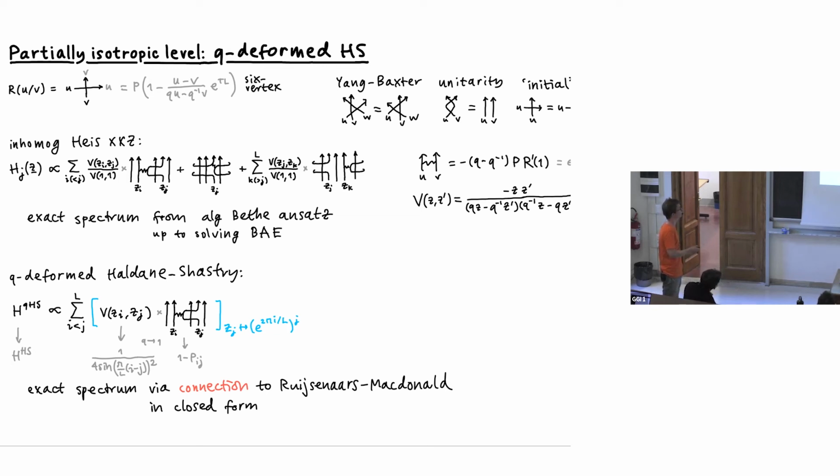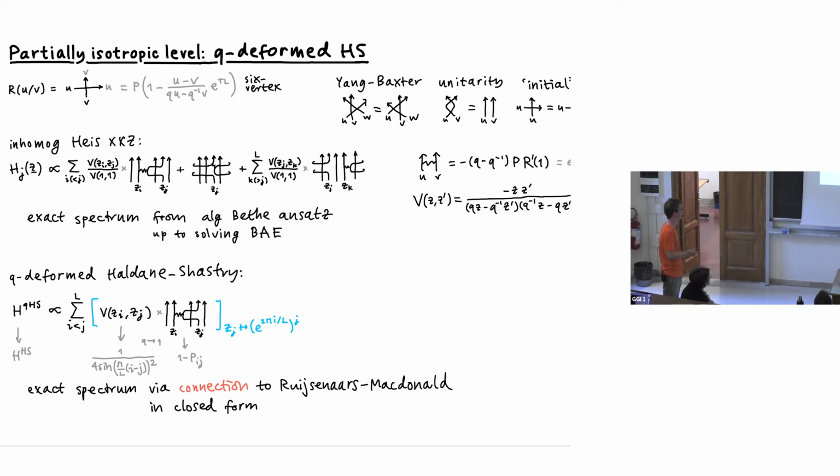If we take q to 1, then this function here just becomes (z' minus z) over (z' minus z) squared, and if you write it in terms of these things here, you just get this 1 over sine squared that we had for Haldane-Shastry. If you take q to 1 here, then actually what happens is that this just becomes 1 minus the long-distance permutation. So this is a true long-range model, of course. And so here's the q-deformed Haldane-Shastry model. It looks like a bit of a monster, but actually once you've gone through inhomogeneous XXZ, it's a little bit simpler than inhomogeneous XXZ.